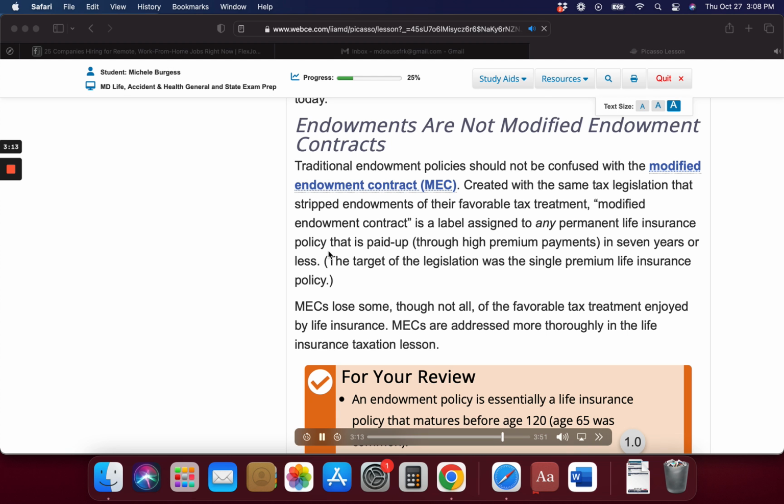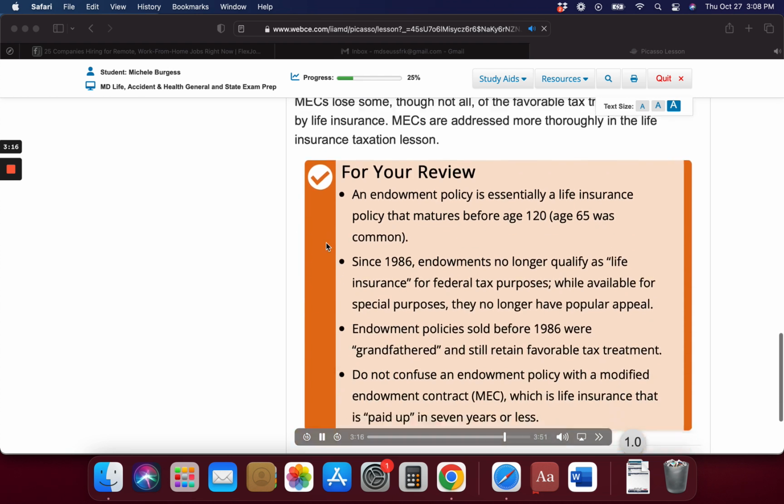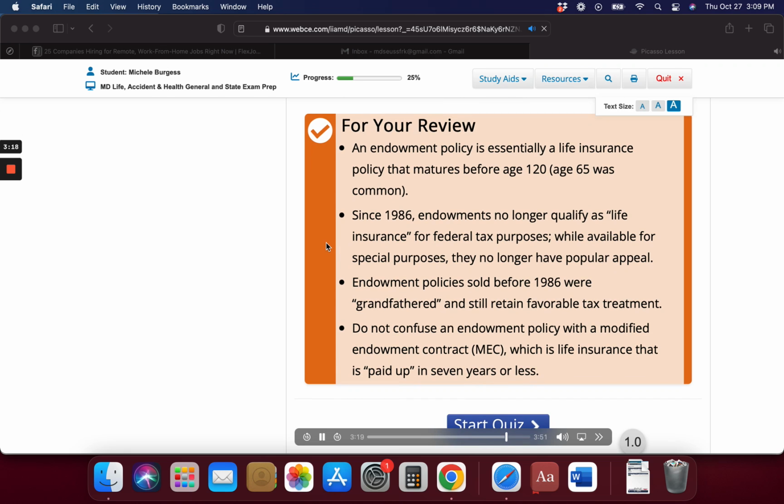For your review. An endowment policy is essentially a life insurance policy that matures before age 120. Age 65 was common. Since 1986, endowments no longer qualify as life insurance for federal tax purposes. While available for special purposes, they no longer have popular appeal. Endowment policies sold before 1986 were grandfathered and still retain favorable tax treatment. Do not confuse an endowment policy with a modified endowment contract, MEC, which is life insurance that is paid up in 7 years or less.